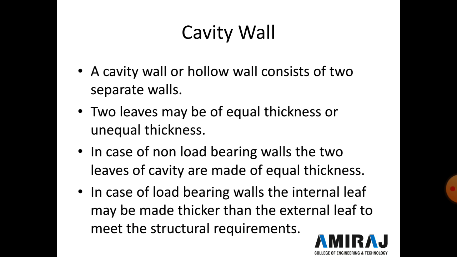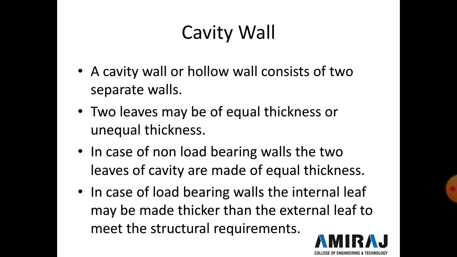So there are two cases given for a cavity wall. First, we construct a cavity wall in a load bearing structure, and second, in a non load bearing structure. In the case of a non load bearing wall, the two leaves of the cavity are made of equal thickness. So the inner leaf and outer leaf, or inner cavity wall and outer cavity wall, both have equal thickness. If we take 20 centimeter thick, both leaves are 20 centimeter thick, and if we take 30 centimeter, both leaves are 30 centimeter thick.